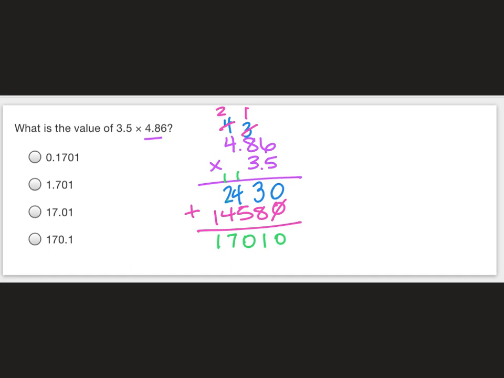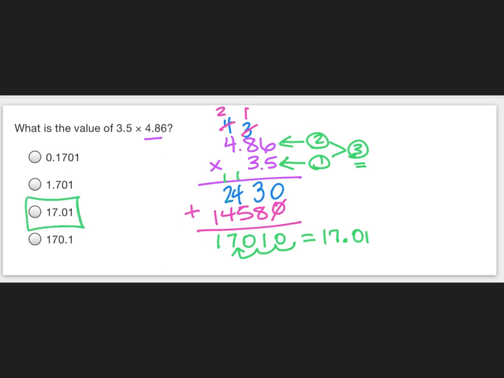Now we've got to figure out where to put the decimal place. Look back up at the numbers in your original problem and count how many numbers are after the decimal. In the first number there are 2, so we write 2 here. There's 1 number after the decimal on this one. Together, that makes 3. So we're going to move our decimal 3 places to the left. We start here and go 1, 2, 3, which tells me the decimal has to be after the 7, and then I put the 0, 1. I can drop that other 0 at the end. So the answer is 17.01, this one right here.